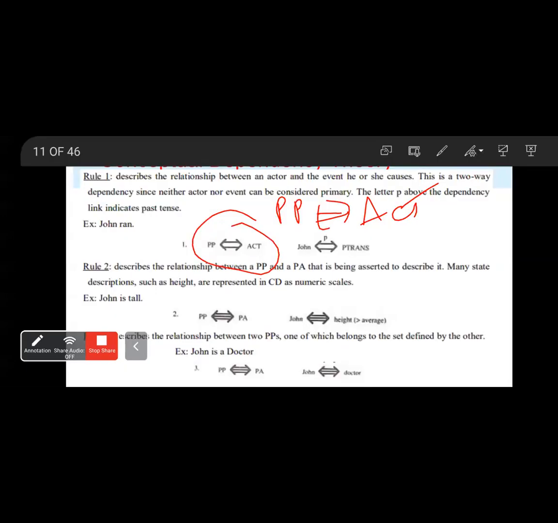And rule number 3. Rule number 3. PP equivalence PP. Here it describes the relationship between two PPs, one of which belongs to the set defined by the other. Okay. It describes, the rule number 3 describes the relationship between two PPs, one of which belongs to the set defined by the other. For example, John is doctor.